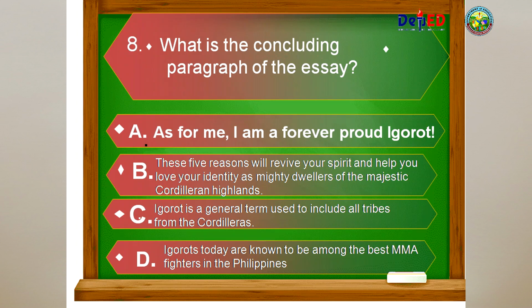Number 8. What is the concluding paragraph of the essay? A. As for me, I am a forever proud Igorot. Letter B. These 5 reasons will revive your spirit and help you love your identity as mighty dwellers of the majestic Cordilleran Highlands. Letter C. Igorot is a general term used to include all tribes from the Cordilleras. And letter D. Igorots today are known to be among the best MMA fighters in the Philippines.